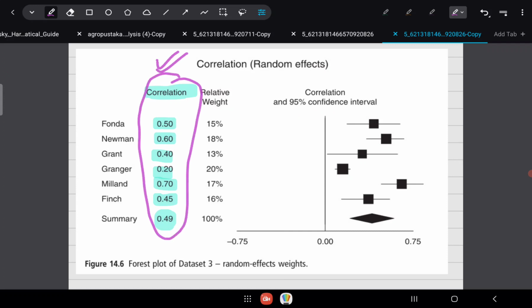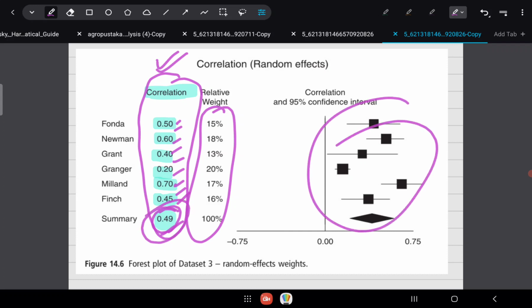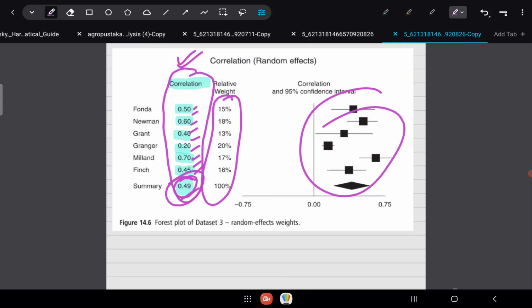We are not reporting the Fisher Z metric in the forest plot because it is not as easily interpretable for most people as the correlation coefficient, obviously. So everything is in the correlation coefficient form, including the summary effect. These are the relative weights as per the random effect modeling, right? And this is the forest plot and this is the summary correlation coefficient. So that's how you perform random effect modeling. I've shown three types of studies. First was studies reporting continuous outcomes, second was studies reporting binary data, and third was studies reporting correlation coefficient data.